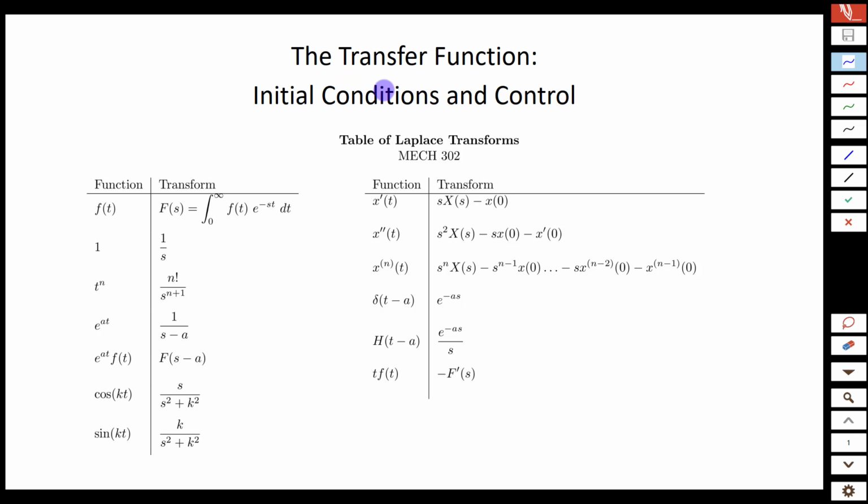In this video, we're going to continue our study of the transfer function Laplace transforms for differential equations, and we're going to focus on the initial conditions and control aspects of the transforms. So just a reminder that when you're looking at Laplace transforms, we typically do not use the definition unless we have to. What we do is we simply look up on a table some pre-computed values for this transform.